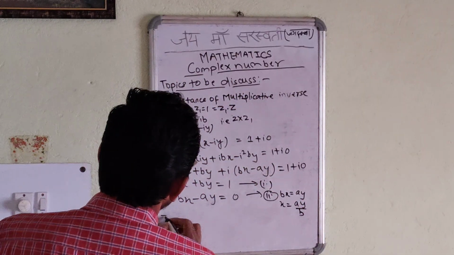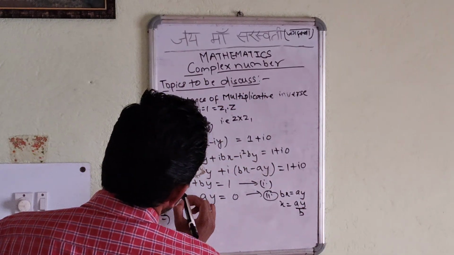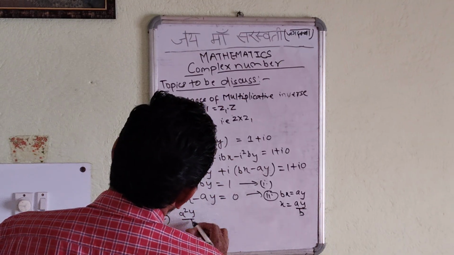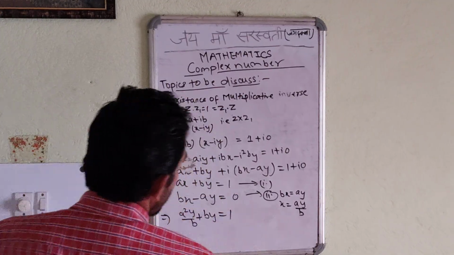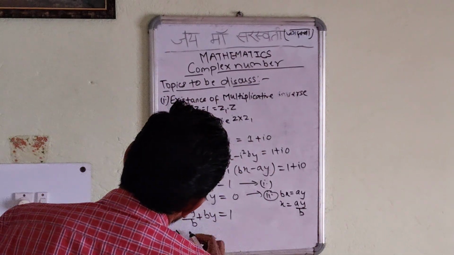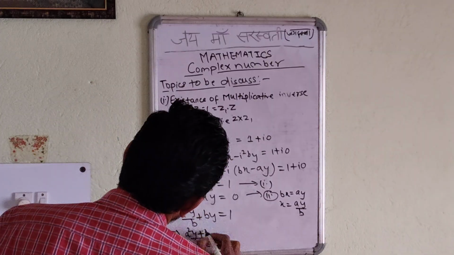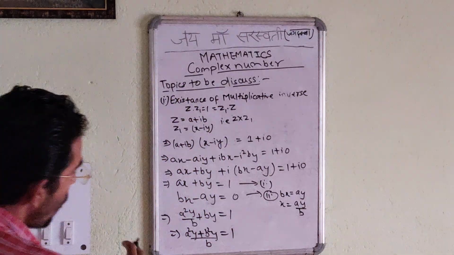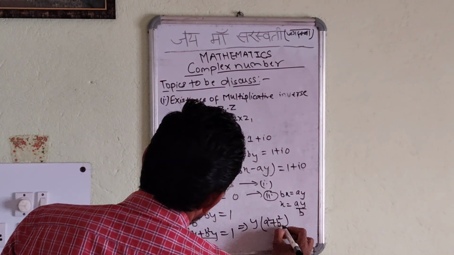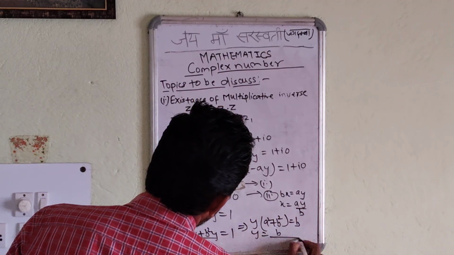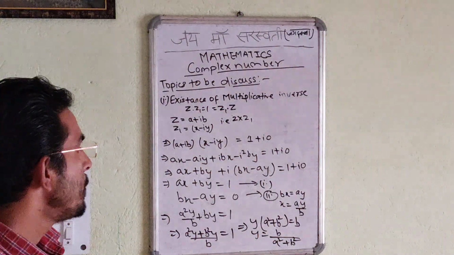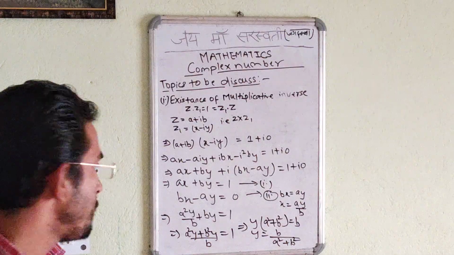In the very first equation we will substitute x, that is x is equal to a into ay by b, so a square y by b plus by is equal to 1. Understood? So it will be a square y plus b square y is equal to b. Now we will just take y common, y into a square plus b square is equal to b, so y is equal to b by a square plus b square.